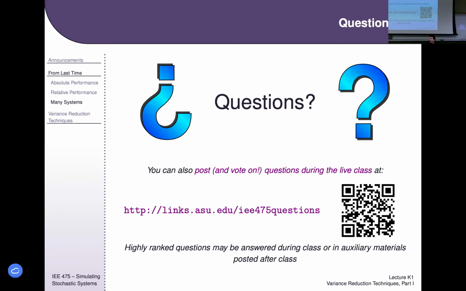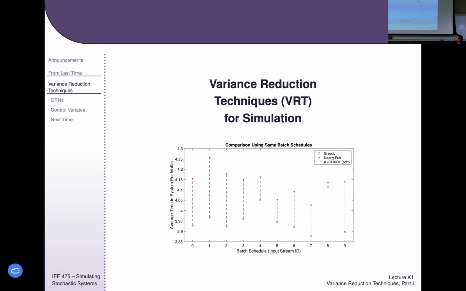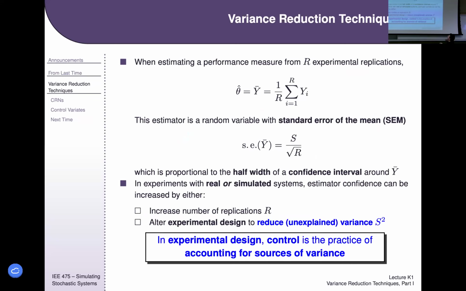Okay. All right, so last unit, VRTs. Variance reduction techniques for simulation. So we've talked about so far this standard error of the mean. Now we see how confidence intervals are used, analyzing results. We know the confidence interval is built upon the standard error of the mean.